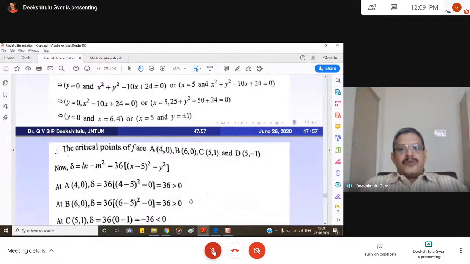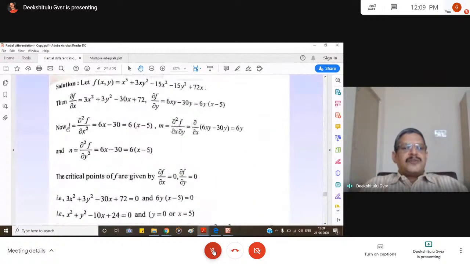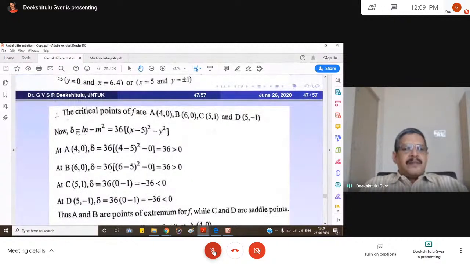So then find ln minus m square. L is dou square f by dou x square, 6x minus 30, that's 6 into x minus 5. M is dou square f by dou x dou y, that is 6y. N is dou square f by dou y square, that is 6 into x minus 5. So now, at the first point A, ln minus m square, that is delta, is greater than 0. At B, 6, 0, delta is greater than 0. At this point 5, 1, it is less than 0. At D it is less than 0.